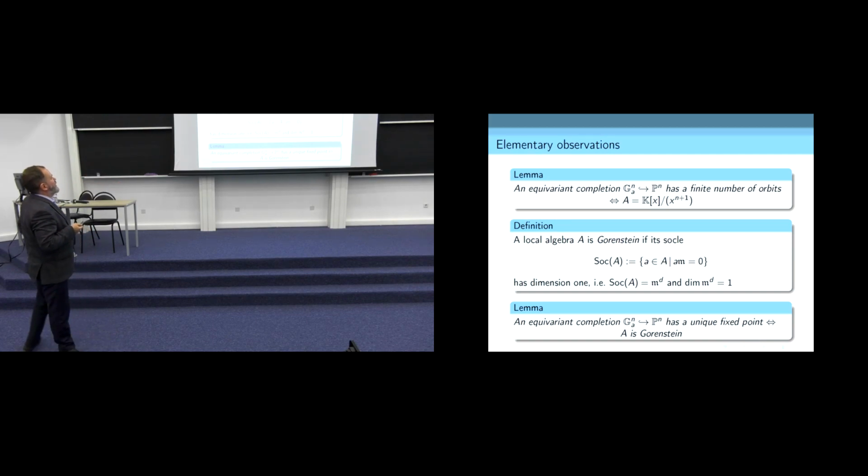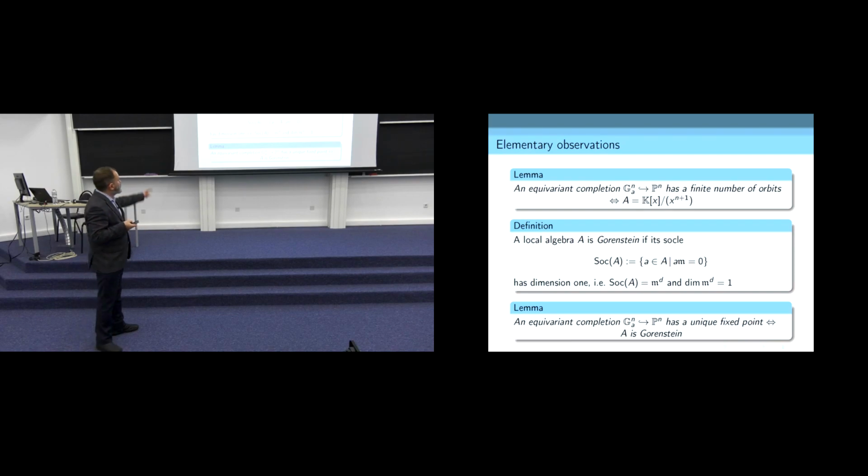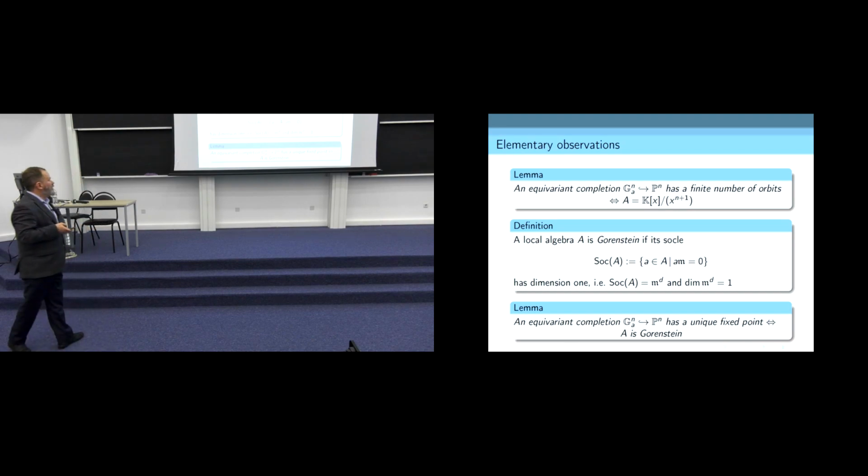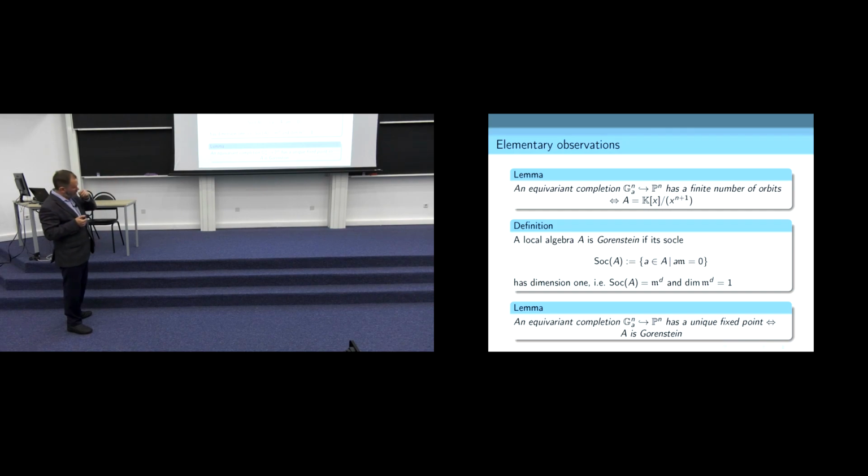Firstly, you may be interested in additive actions with finitely many orbits, and it was observed by Hassett and Tschinkel that such an action is unique. And it corresponds to a one-generated local algebra, which is also unique. Also, let me recall the definition of a Gorenstein algebra. This is an algebra whose socle is one-dimensional. It means that, firstly, the socle coincides with the last non-zero power of the maximal ideal, and secondly, this last non-zero power should be one-dimensional. And to be Gorenstein means that the corresponding additive action has a unique fixed point. This socle will be the unique fixed point.